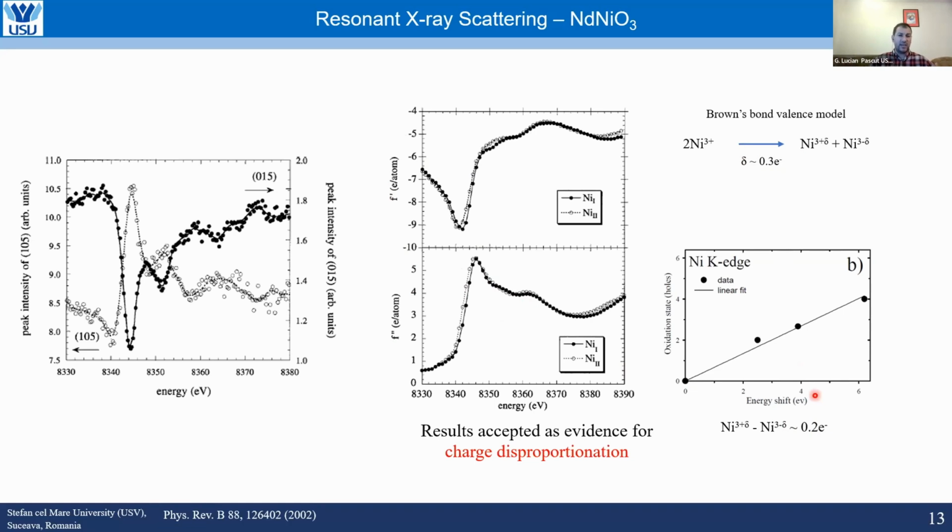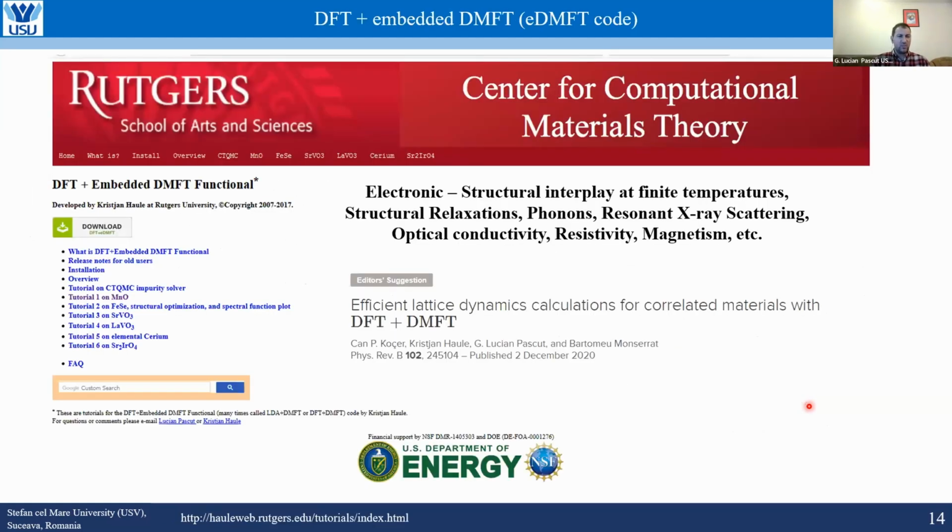In this case, I can accept this kind of charge difference because I'm in an insulating state. But I'm still a bit puzzled: why do I see that kind of difference in a metal, the same kind of difference as in the insulator? I wanted to look at these compounds with a different method. The method which I'm using was developed at Rutgers by Christian Haule.